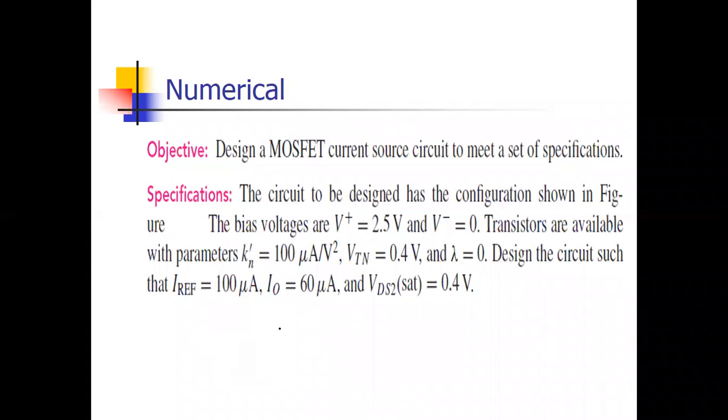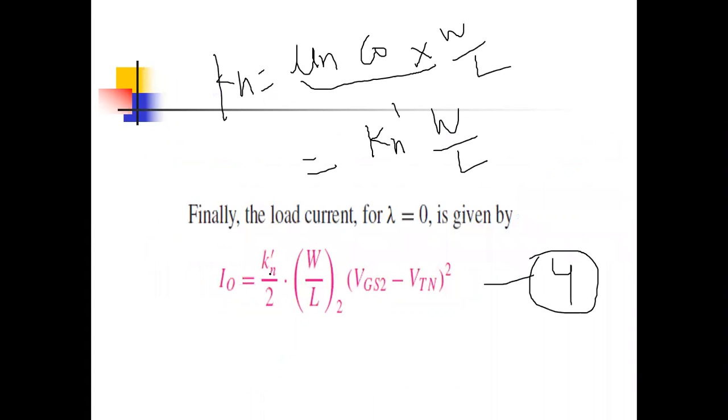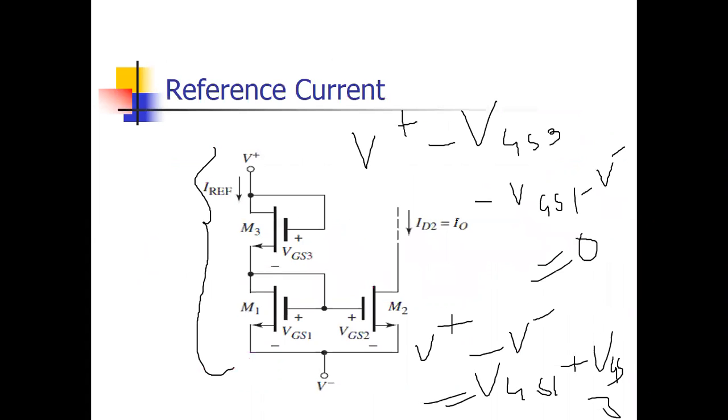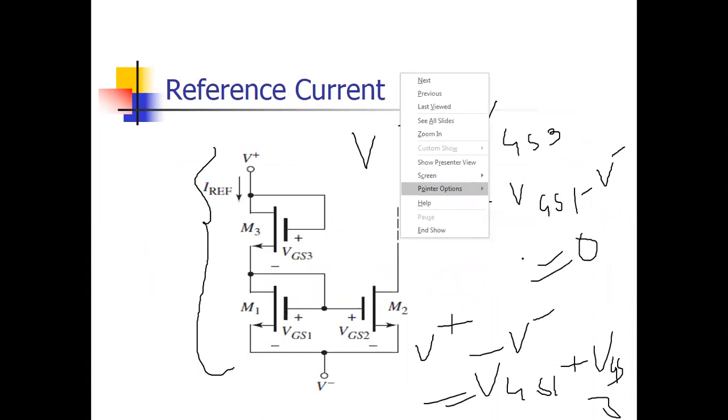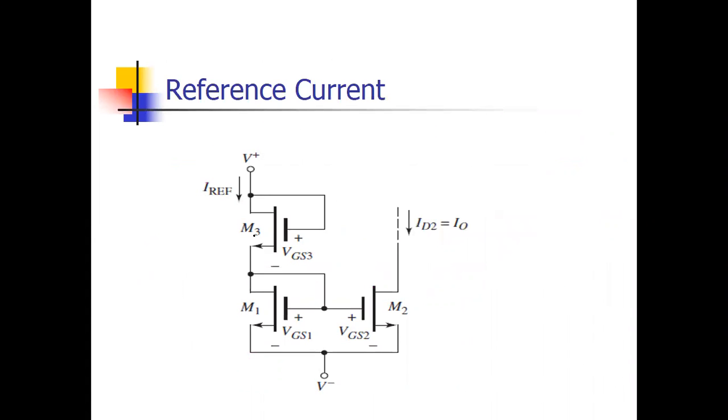Design a MOSFET current source circuit to meet a set of specifications. Design means you have to design the circuit. Design means you have all the parameters, you should have the width and length of the transistor. Now see what is given. It is talking about this particular circuit. They want to design this circuit, so you should have W by L for the third MOSFET, W by L for the first MOSFET, and W by L for the second MOSFET.